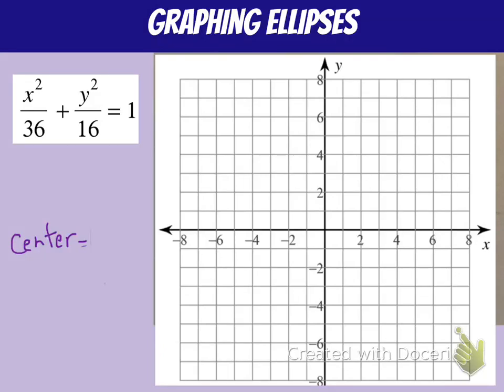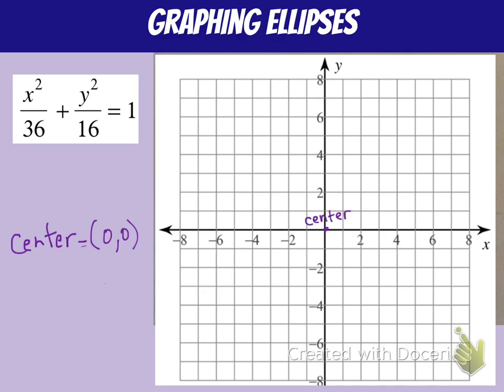This one, pretty easy one. So our center we can see is at 0, 0. And how do I know that it's at 0, 0? Well, I'm looking at the numerators or the tops of my fractions, and I see no movement whatsoever. So I know my center is going to be at 0, 0. I'll go ahead and plot that over here. That's my center.